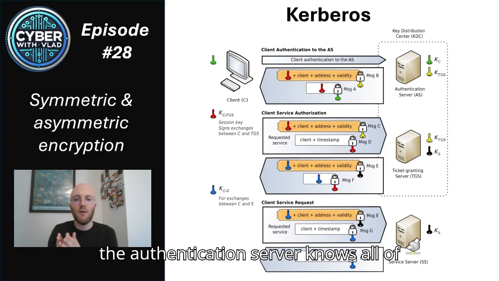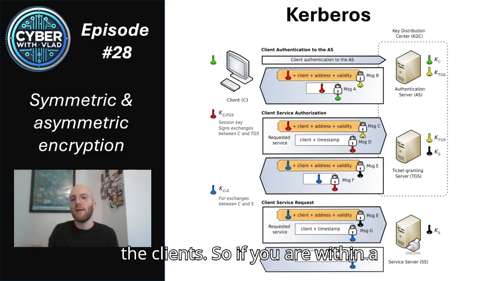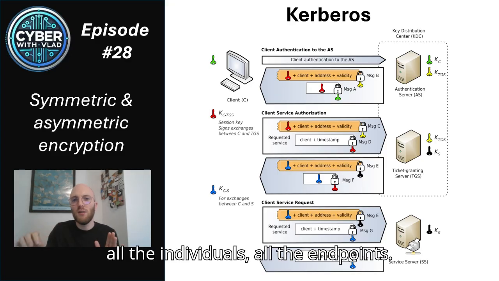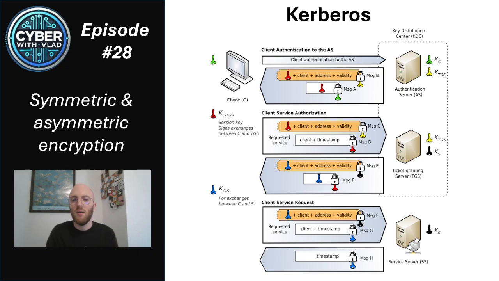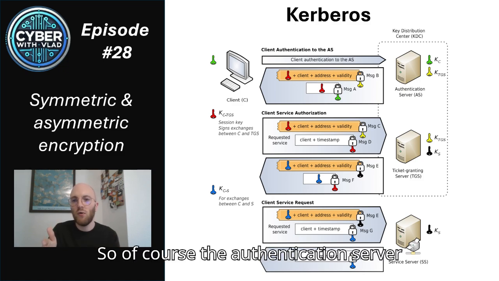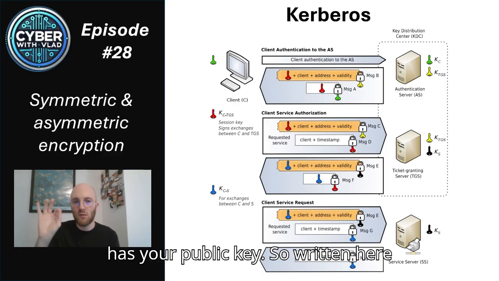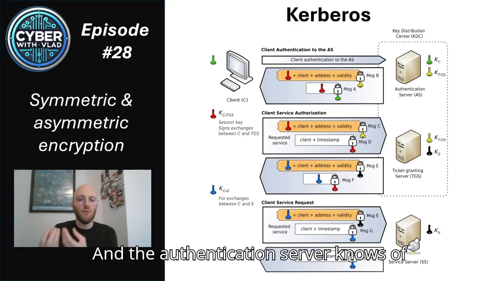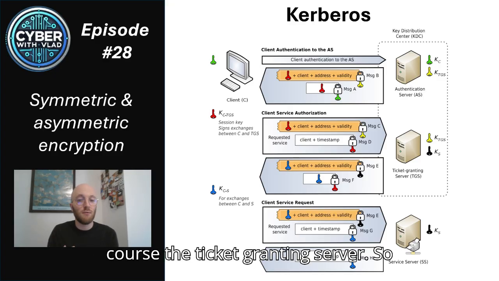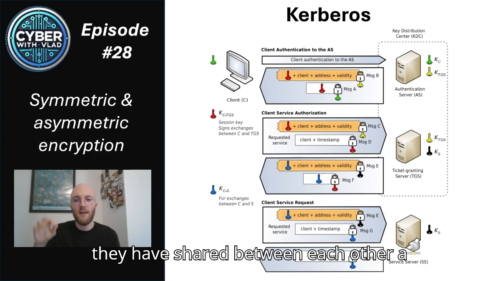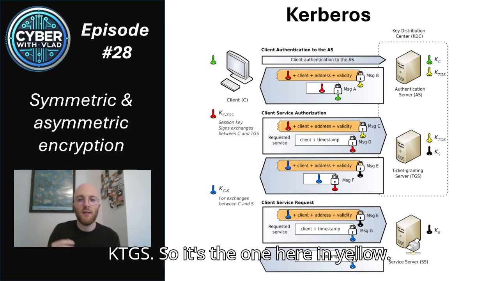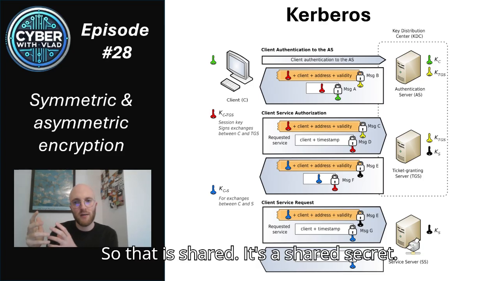First, the authentication server knows all of the clients. So if you are within a company, the authentication server knows all the individuals, all the endpoints. So of course, the authentication server has your public key, written here as KC, that's the green key. And the authentication server knows, of course, the secret granting server. So they have shared between each other a symmetric encryption key that is called KTGS. So it's the one here in yellow. So that is shared. It's a shared secret.